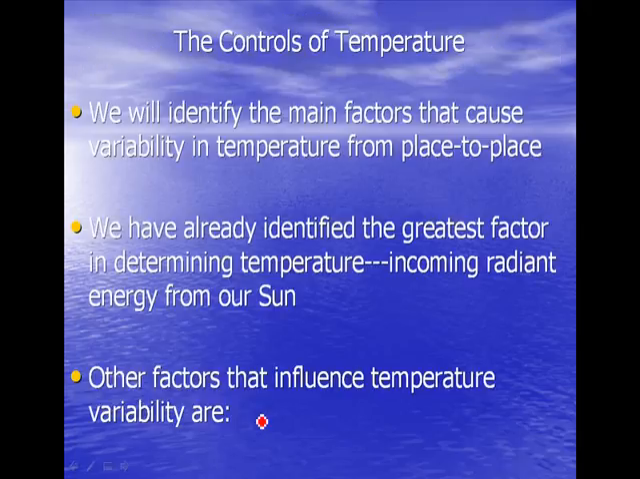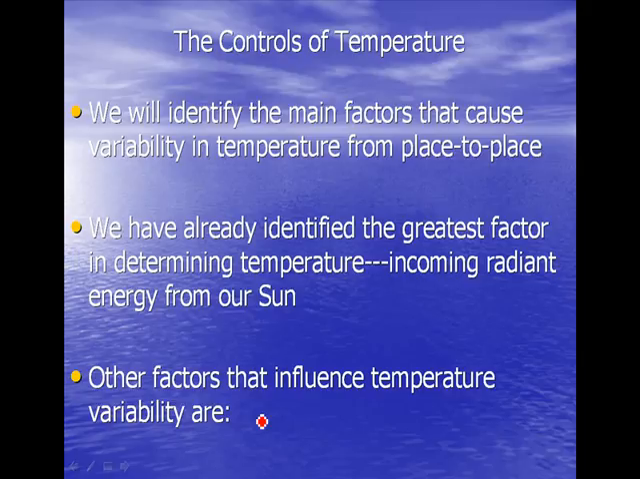Well, let's talk about controls of temperature. We've actually talked about some of these factors. We'll identify the main factors that cause variability in temperature. After all, you're going to be forecasting for temperature, and so we need to find out why temperature is different from place to place. Now, we've already talked about a temperature difference between the North Pole and Iowa. We talked about incoming radiation, at least at the top of the atmosphere, being greater over the North Pole than it is over Iowa at certain times of the year. But yet we're warmer, and we talked about the reasons behind that.